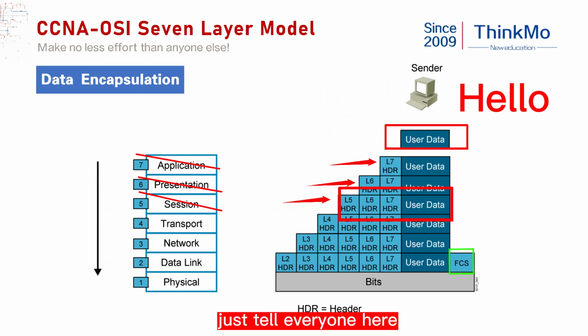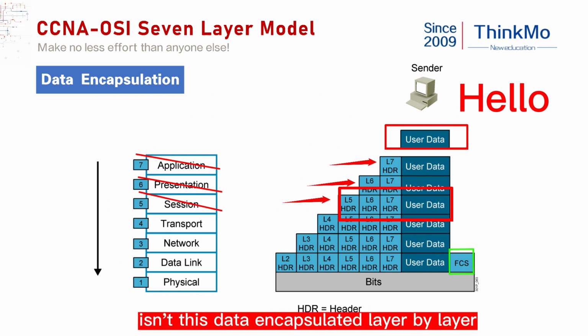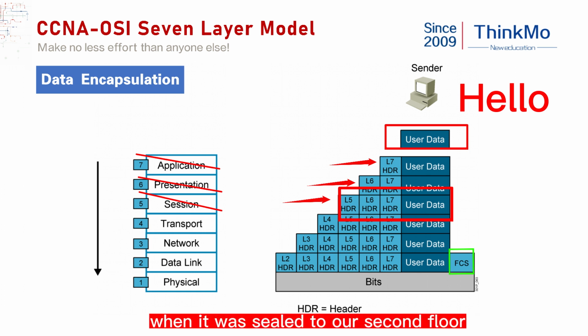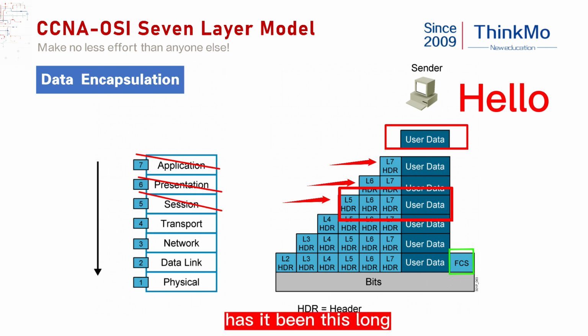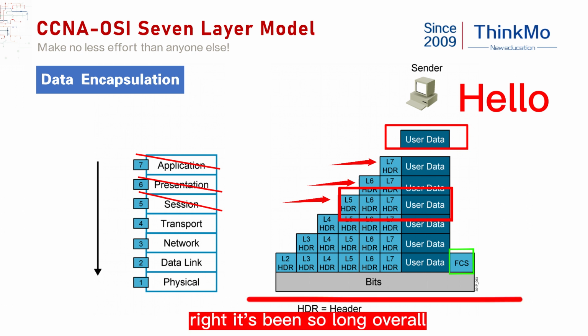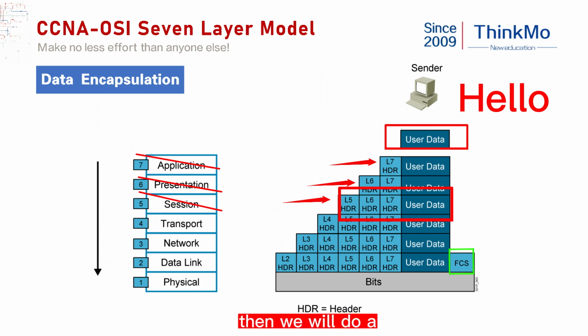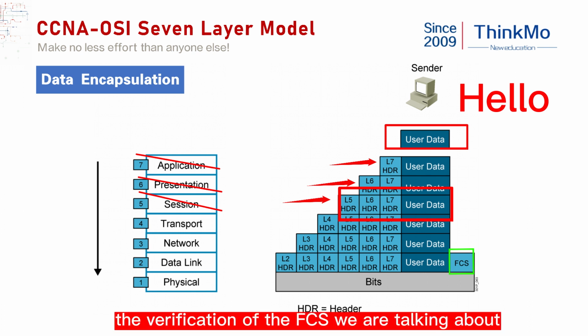Let me tell everyone here, for our second layer, what is the concept of this FCS? In the future, if I send the data as a whole, everyone will find that this data is encapsulated layer by layer. When it was sealed to our second layer, has it been this long? Right, it's been this long overall. Then we will do the verification of the FCS we are talking about.